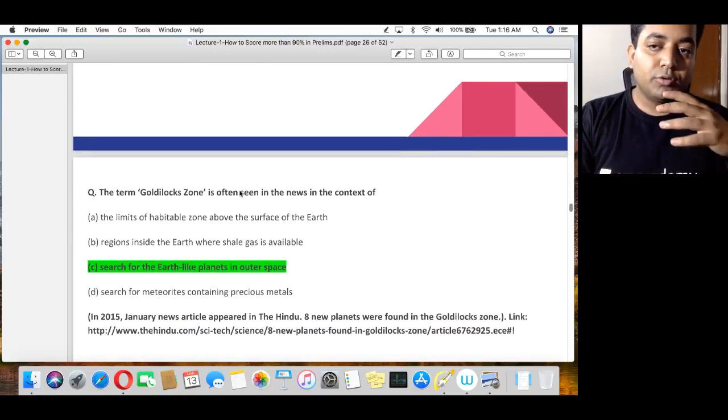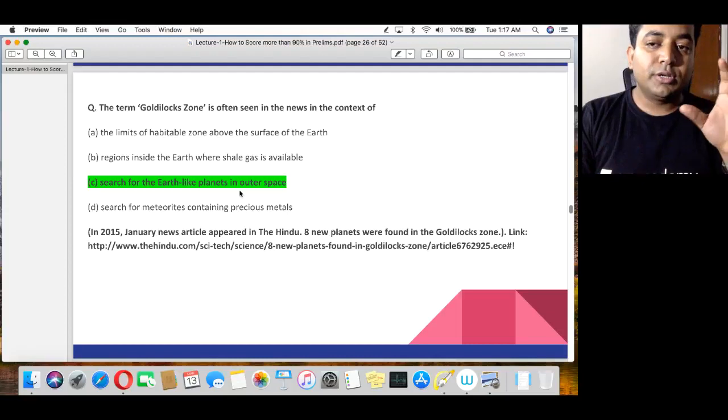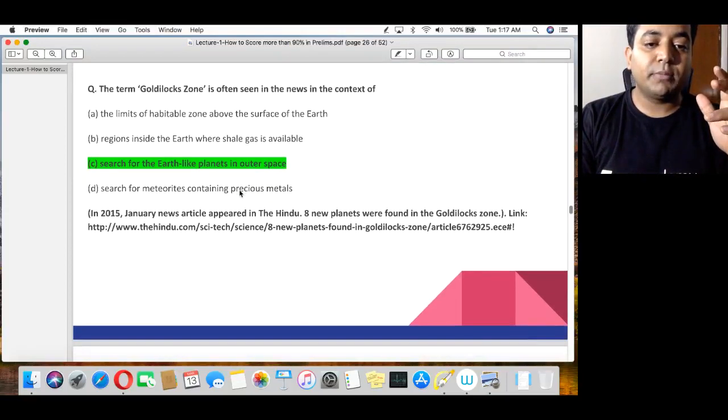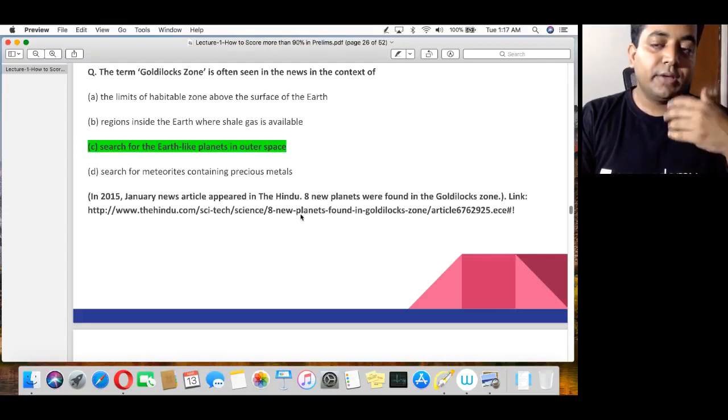Now the Goldilocks zone, I will cover everything, you don't have to worry. Again this was asked. It is basically related to habitable planets like Earth-like planets, so the search for Earth-like planets. This was the article. As you can see, all the questions are coming from The Hindu. If anybody can teach you all the current affairs in one go, then you will crack this exam.